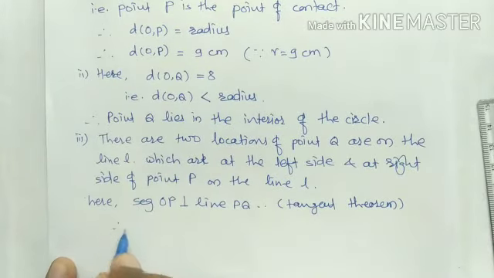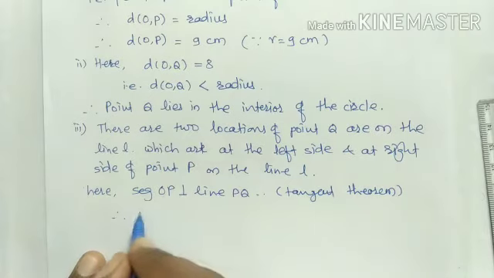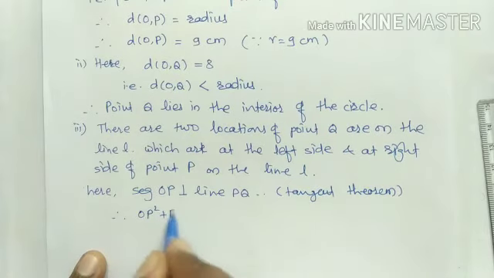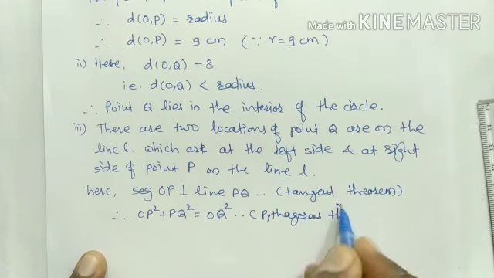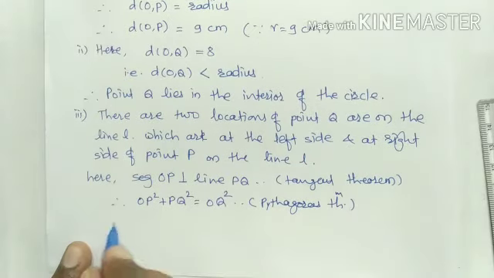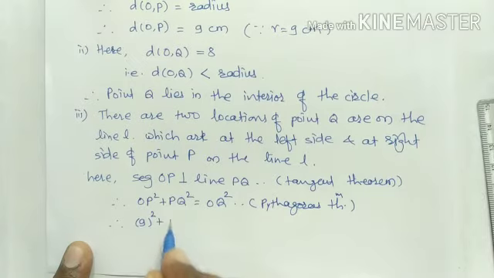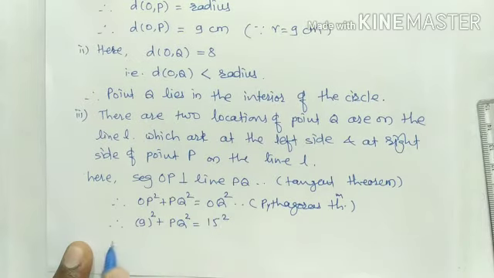And therefore आपण Pythagoras theorem घेऊया. OP square plus PQ square equals to OQ square. And this is Pythagoras theorem. And therefore OP square 9 square, PQ square, PQ find करायचा आहे, OQ square 15 square.